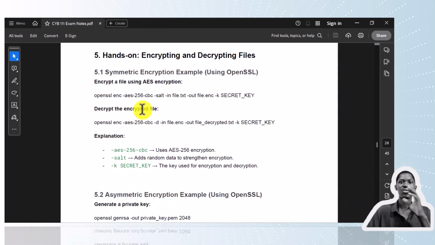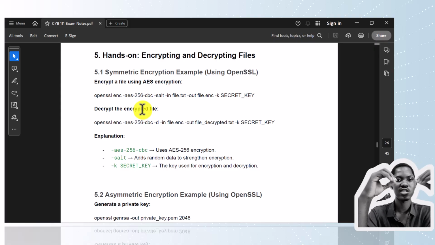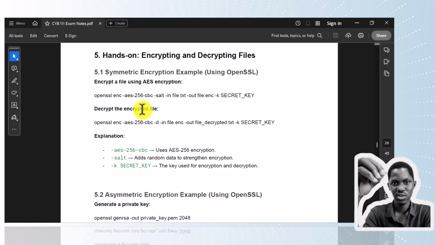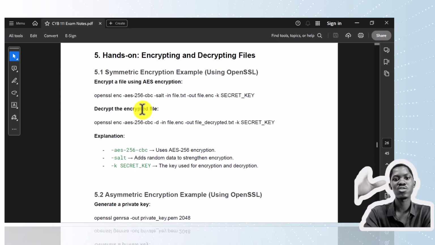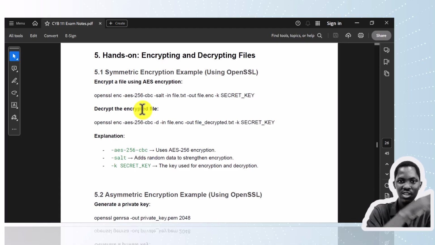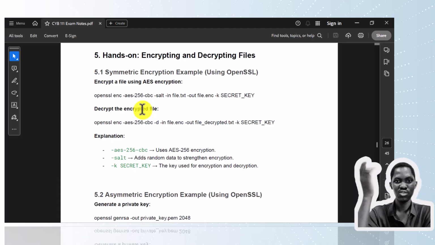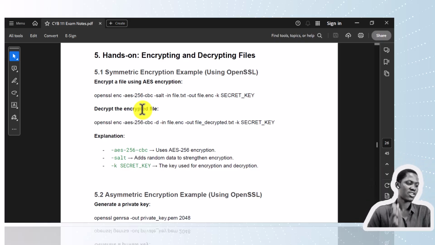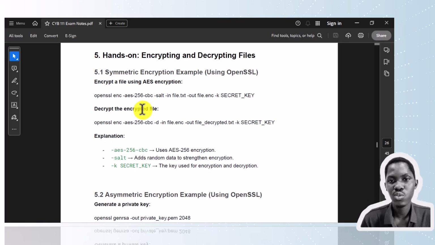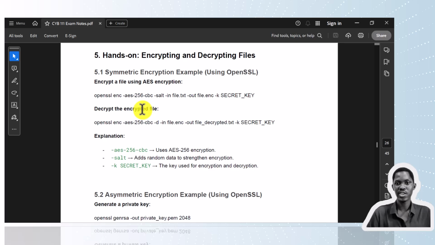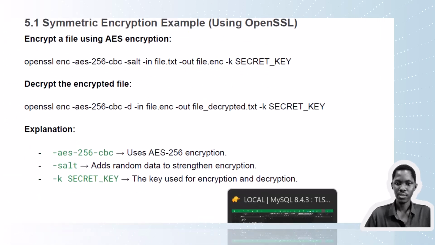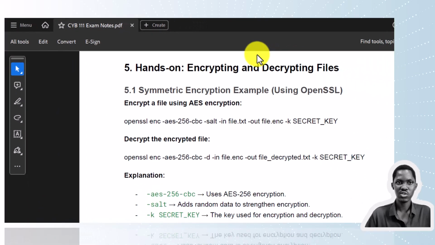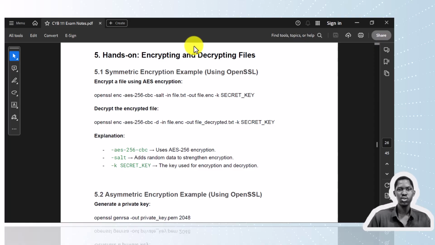In the notes, what we want to dive into first is symmetric encryption. We are going to encrypt and decrypt a file using the symmetric encryption process. And you know symmetric encryption is going to be using one key. It's symmetric, so you are going to be using the same key for decryption that you used for encryption, right? So without further ado, let's get into it. Yes, I'm going to be using OpenSSL.